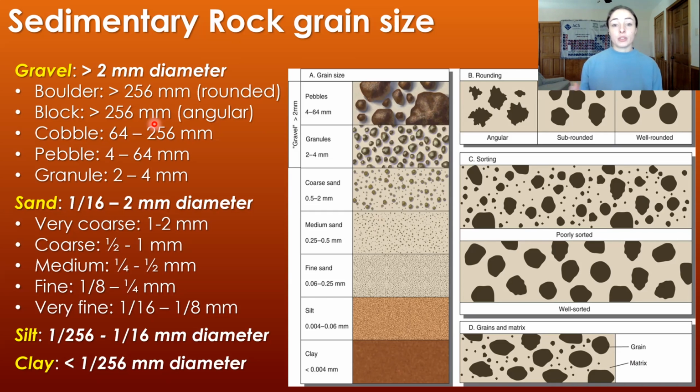And if it's more rounded, it went through more transport. And that can help us greatly in understanding the rock's history and its depositional environment. Beneath boulders and blocks is cobbles. Cobbles are anywhere from 64 to 256 millimeters.